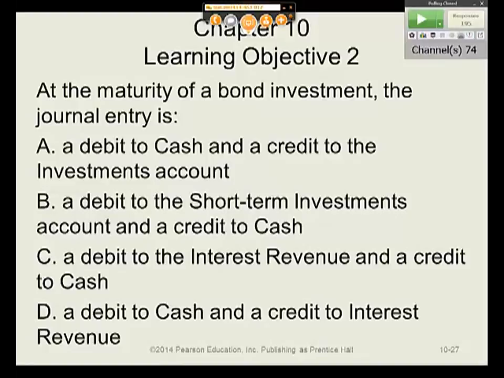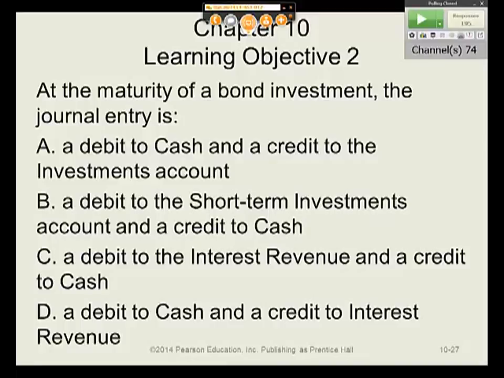And this last one is the maturity of a bond investment, the entry, and this is what we just did. If it's a bond investment, you're going to debit cash and credit the investment account. So we just saw that entry a couple of minutes ago. So you debit cash and credit the investment account.